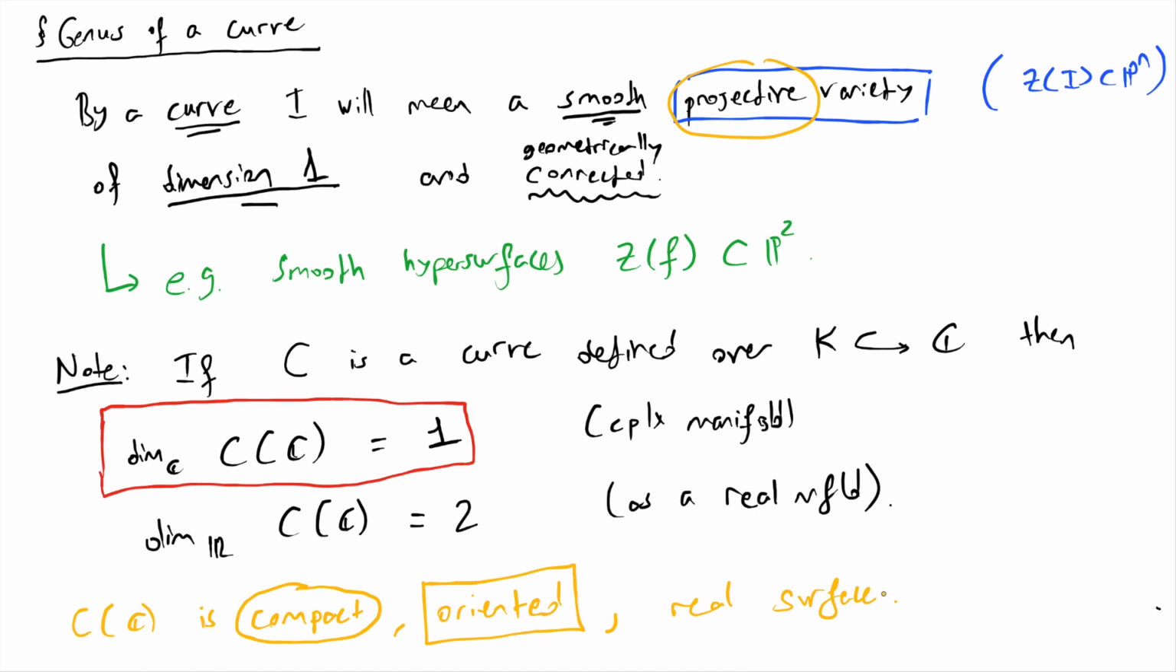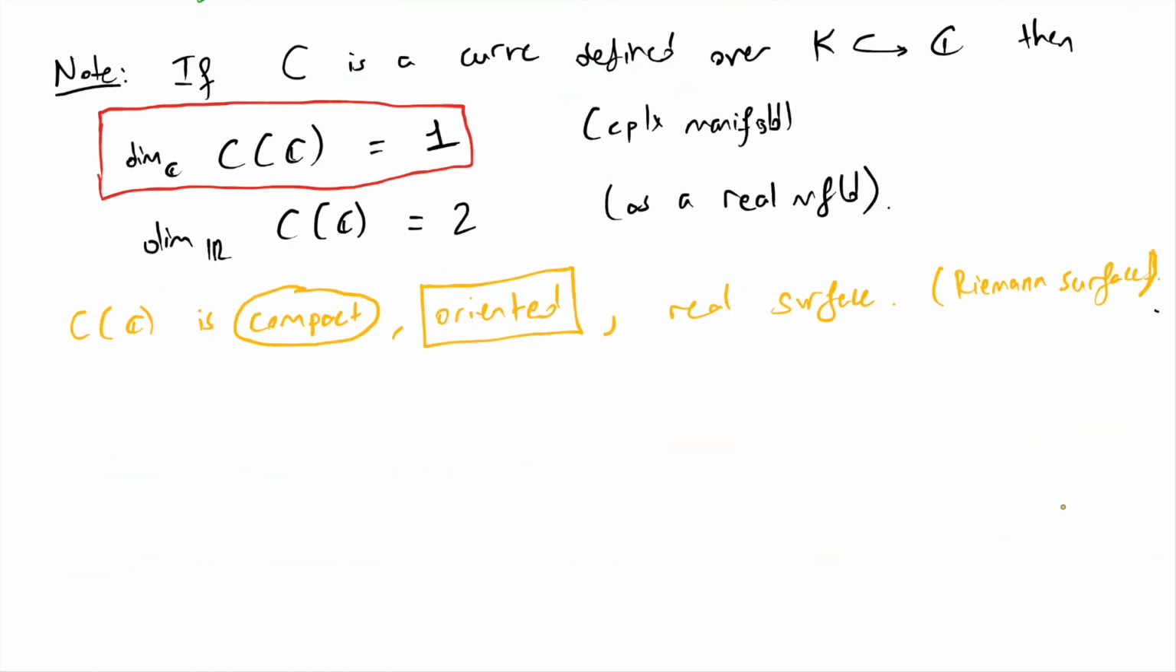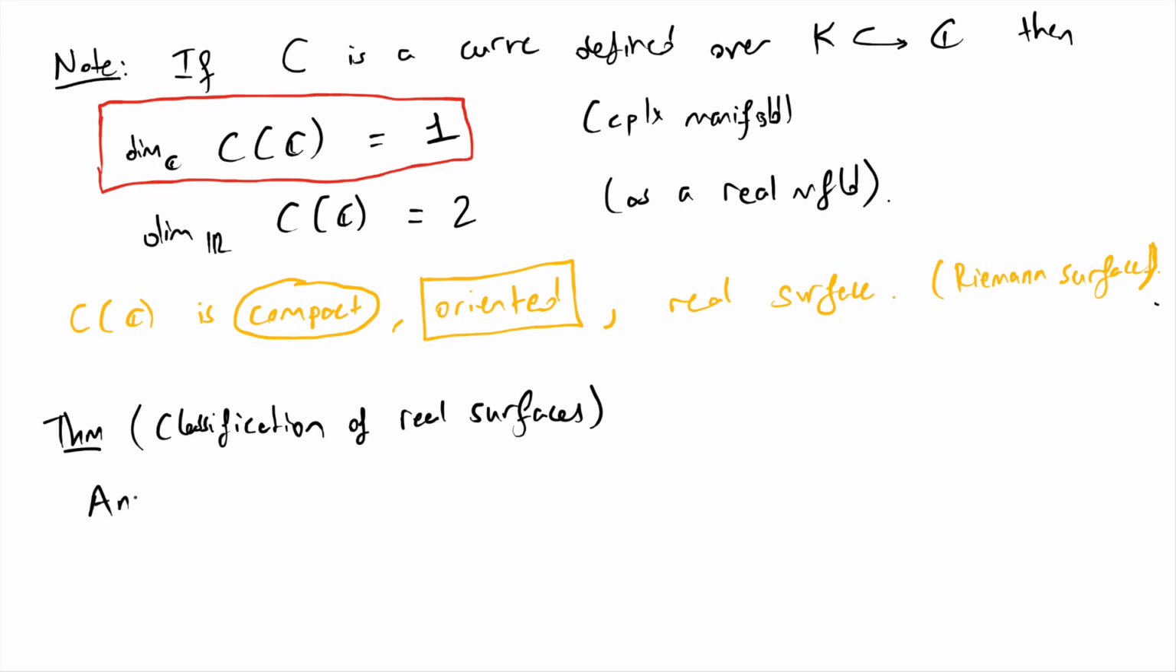Okay, and we can view it as a real surface. By the way, this is sometimes called a Riemann surface. Riemann surfaces can be more general, they don't have to be compact, for example. But anyway, there's always this discrepancy of being a complex curve and a real surface. So now let's benefit from this real structure and use the classification of compact, orientable, real surfaces. This classification theorem says that any compact, orientable, real surface is diffeomorphic, homeomorphic, whatever the structure is here.